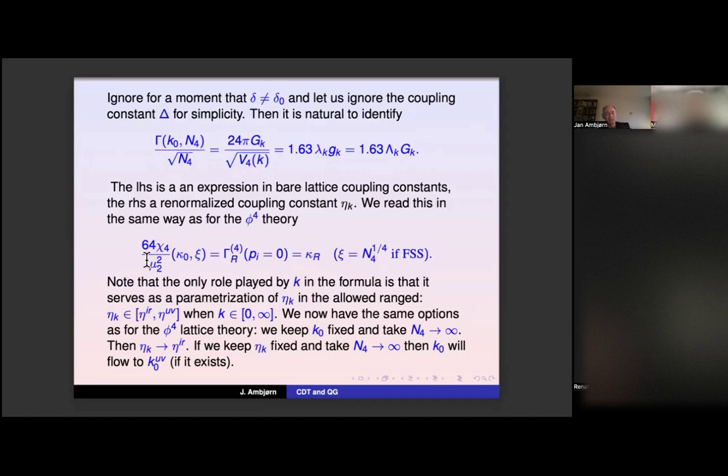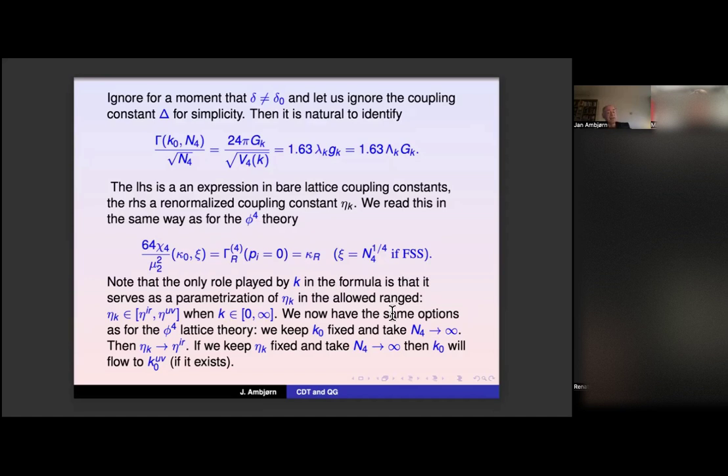So it should be compared to this phi to the 4th theory. Here we had the renormalized coupling constant defined in some way. I'm not really specifying exactly how it's defined in terms of the lattice, but we assume that, morally speaking, one can rely on this kind of relation. And then this is expressed as a complicated function of the bare coupling constants, in the same way as this gamma is a complicated function of k naught and n4. So n4 again is to be viewed as psi here. If you had used finite size scaling, we could have used n4 to the 1/4 here also.